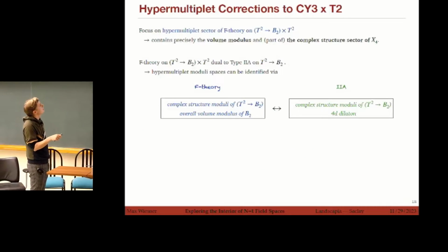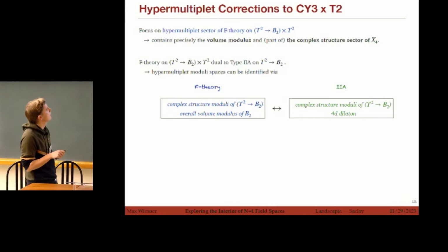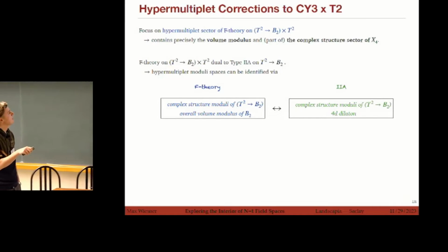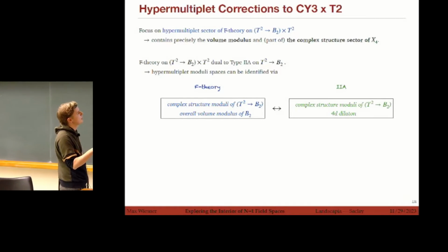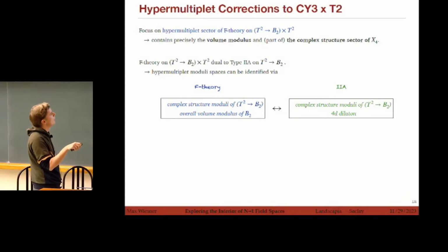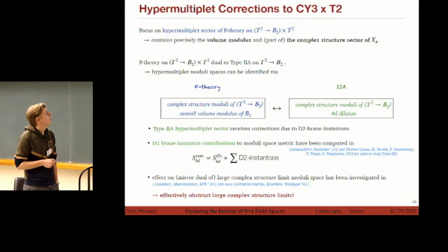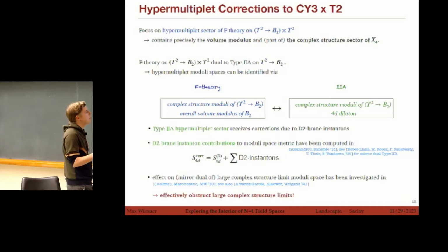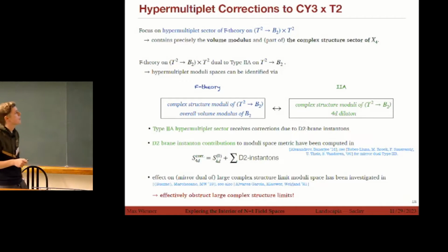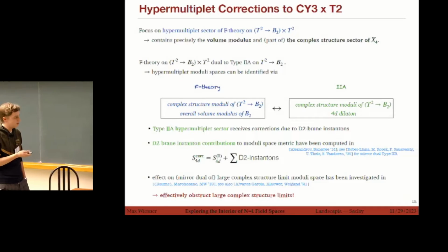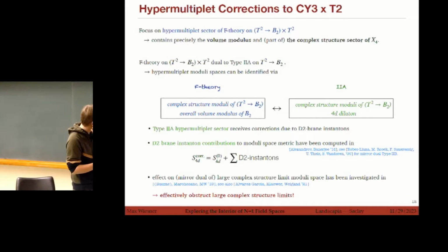So this theory is, of course, just dual to type IIA on T2 times the same Calabi-Yau threefold. And we can identify the moduli space via a simple map where we identify the complex structure moduli on both sides, and the overall volume modulus of B2 is identified with the 4D dilaton. But we now know that the type IIA hypermultiplet sector receives corrections due to D2-brane instantons, which are not necessarily suppressed if we go to certain limits.